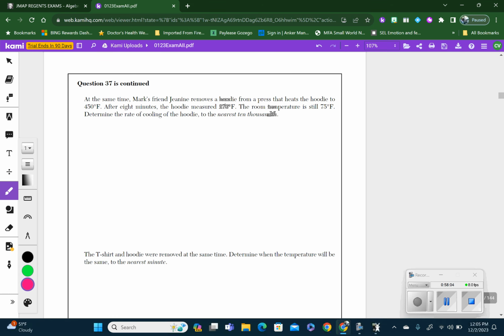Then it says after 8 minutes, the hoodie measured 270. So we're going to put 270 as my answer. So 270 is equal to, and I'm going to write down the rest of it, right? It says the hoodie is now 450 degrees. So it's not 400 anymore. It's 450. So 450 minus the room temperature is still 75. E to the negative, well, the rate has changed. Determine the rate. So we don't know the rate, right? So we're going to put that we're not sure what the rate is.